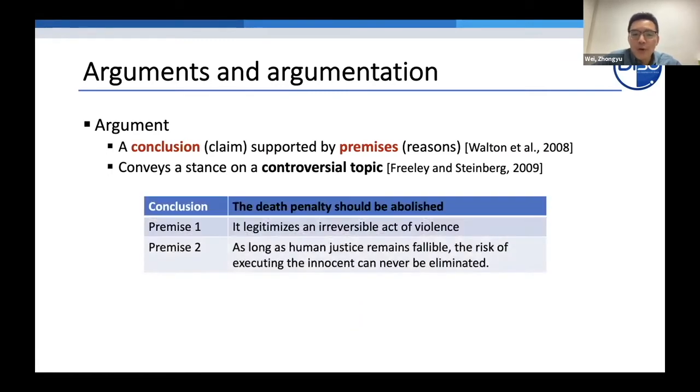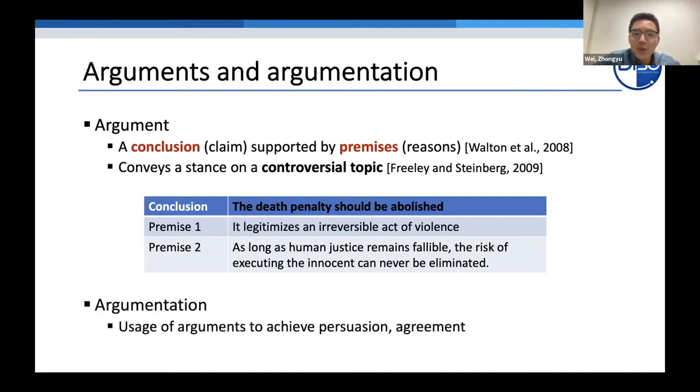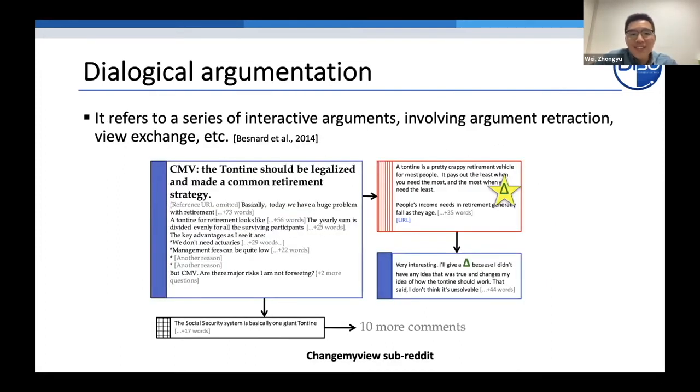For example, take the topic of whether the death penalty should be abolished. If you hold the conclusion that the death penalty should be abolished, you might have some evidence or supporting facts. Premise 1 and premise 2 can be this evidence. We use such arguments to express your idea about a controversial topic. Dialogical argumentation is the exchange of ideas among multiple participants.